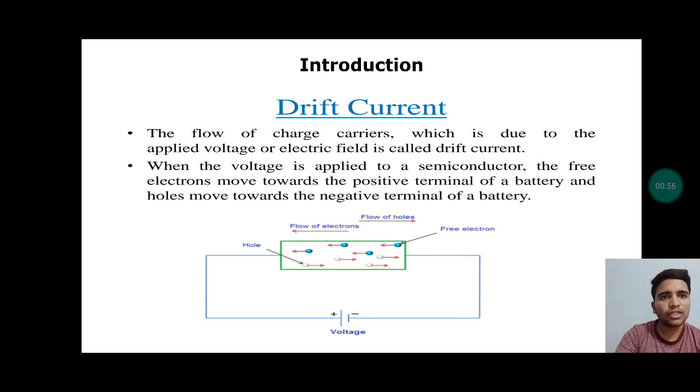When a voltage is applied to a semiconductor, the free electrons move towards the positive terminal of a battery and holes move towards the negative terminal of a battery. Here the diagram shows the flow of holes, flow of electrons and free electrons, with the voltage given.